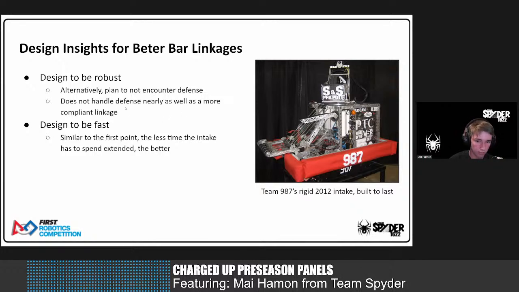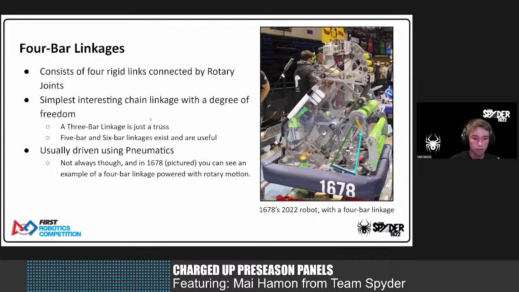Now let's move on to the 4-bar linkage, which is the second major linkage which I wanted to discuss. 4-bar linkages consist of a chain of 4 rigid links, all connected by rotary joints. The reason that the 3-bar linkage doesn't exist, interestingly, is that a 3-bar linkage is just an unfixed, unmoving triangle. But once you add a 4th link, the linkage gains a degree of freedom.